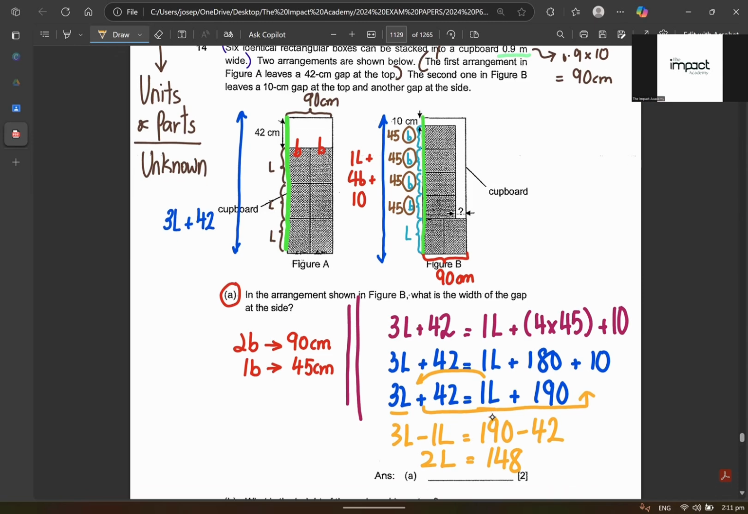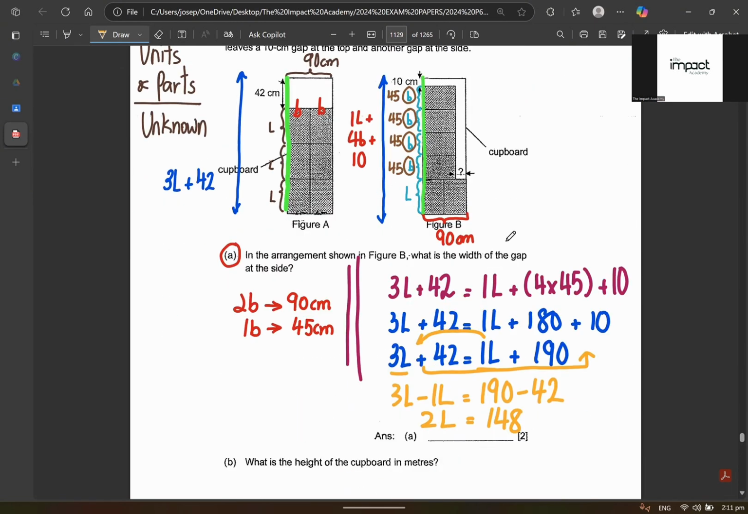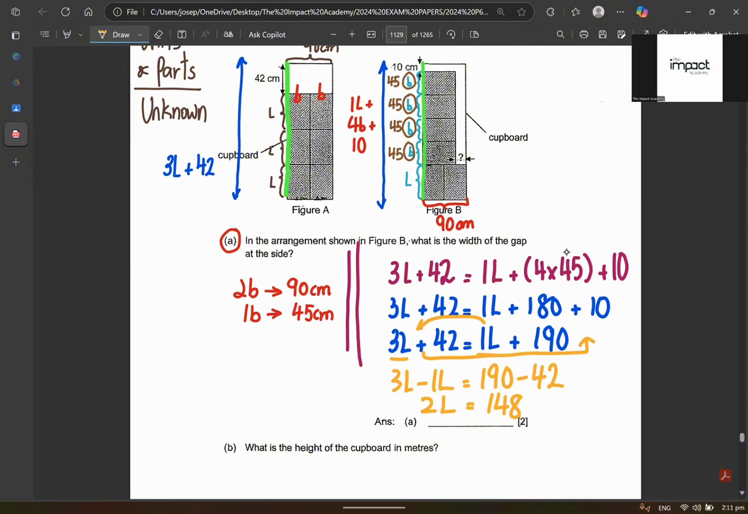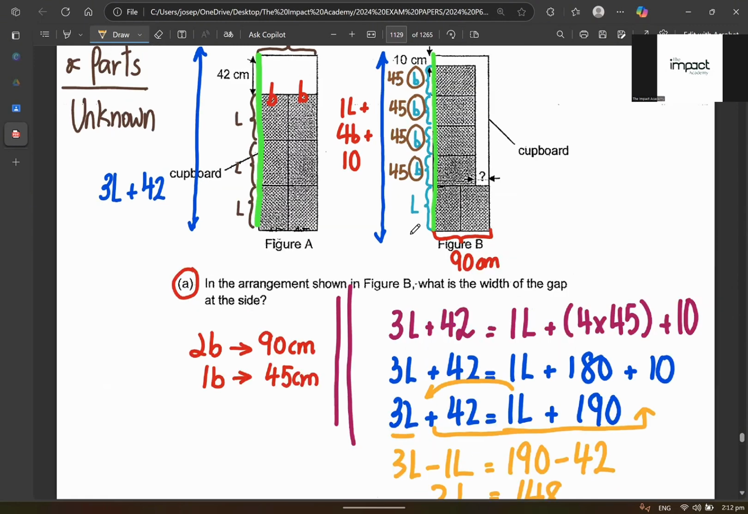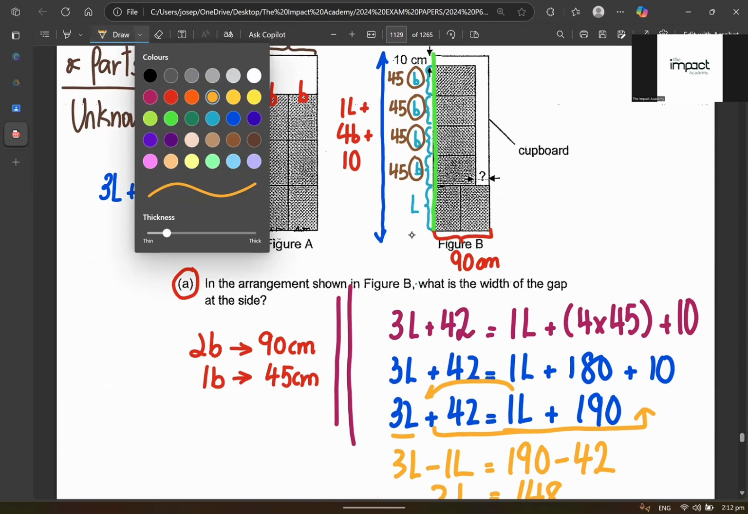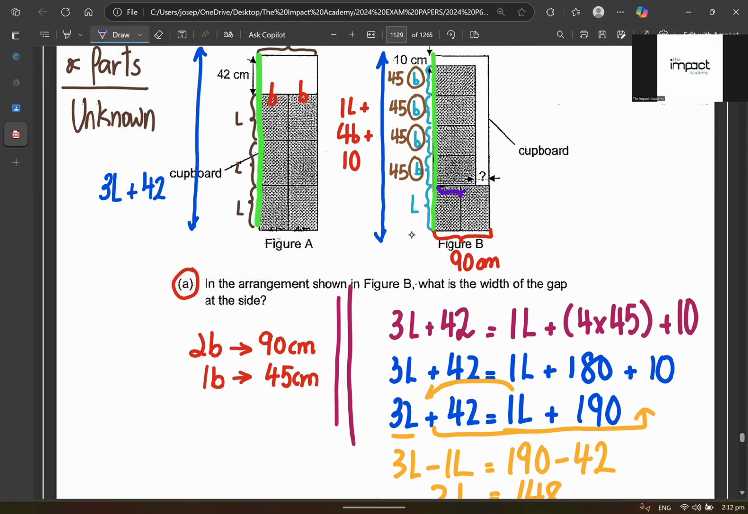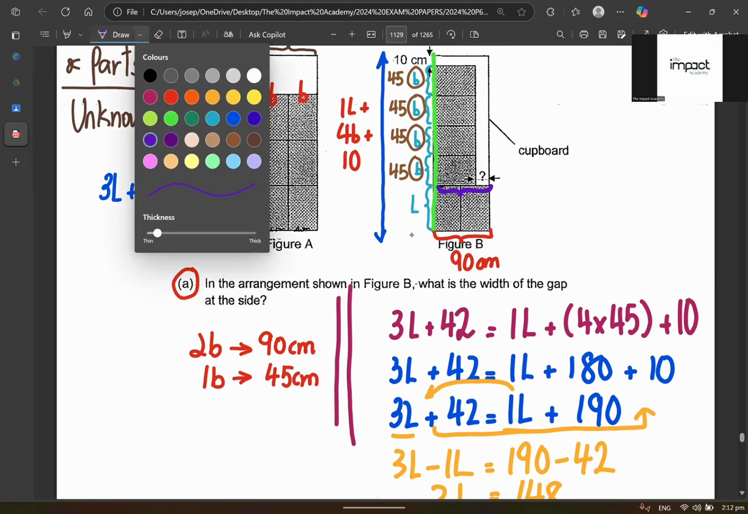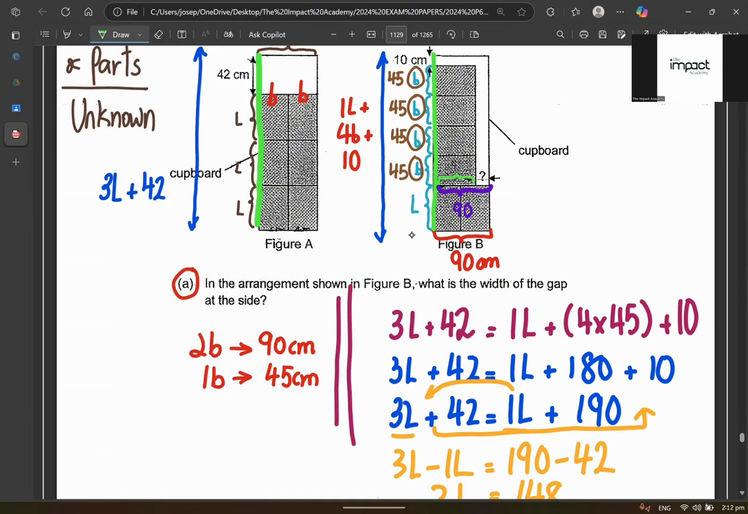Once you're done with this, you want to now look at the width of the gap. The width of the gap is basically this part over here. Since you know that 2L is equals to 148, you are trying to find this part over here. You can see this entire thing is 90. I'm just going to zoom it in for you to see first. You can see this is 90, this is 90 over here, this part is 90. And then this one over here, it's just 1L.